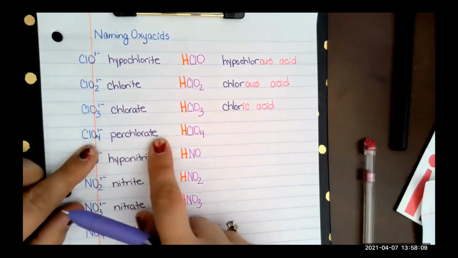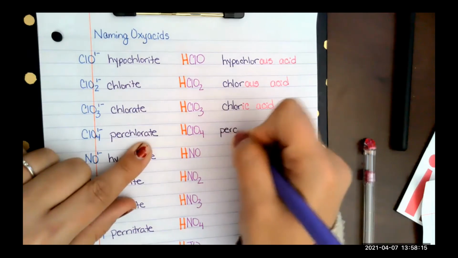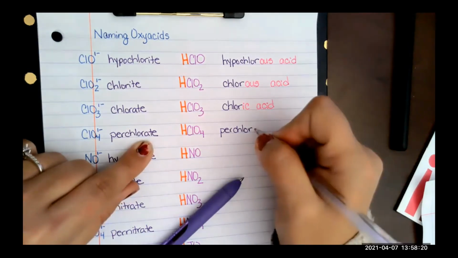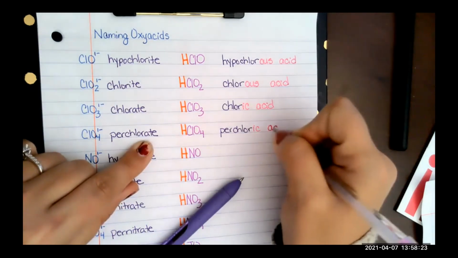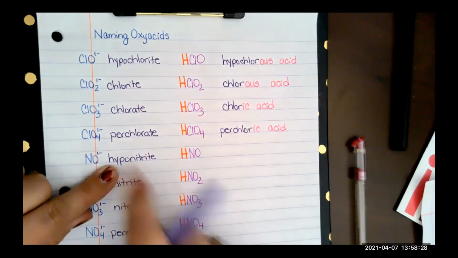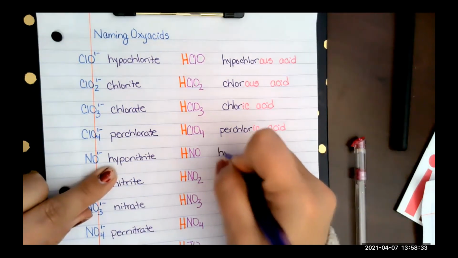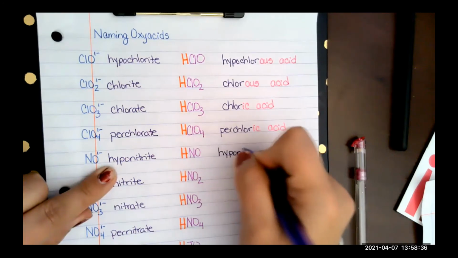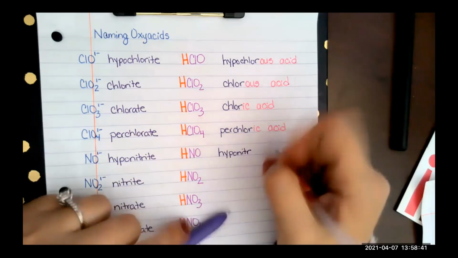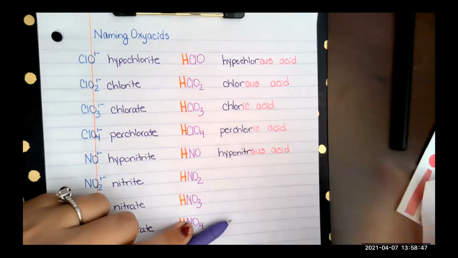So perchlorate, you write everything up to the ate. So it's per chlor, and instead of ate, you write ic. So perchloric, and then you write the word acid. So hyponitrite, you write everything up to the ite. So H-Y-P-O-N-I-T-R, and instead of ite, you write us, O-U-S, and then you write the word acid.